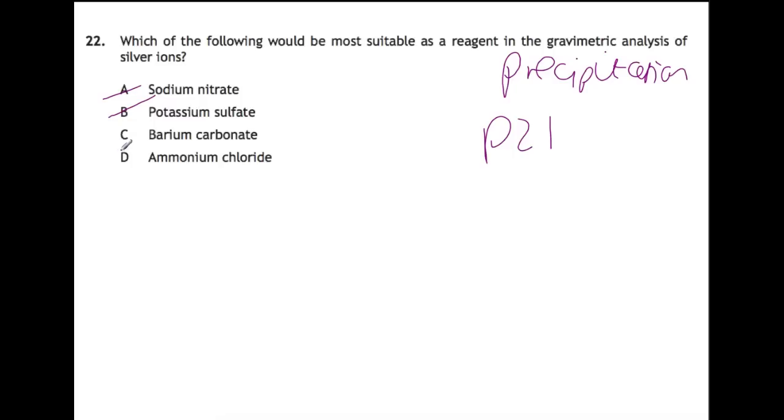Silver sulfate is soluble, so again, not useful. Barium carbonate itself is insoluble, so not useful for trying to do a precipitation reaction. And D, ammonium chloride, would produce silver chloride. Silver chloride is the classic one that we would use to precipitate out. So our answer is D.